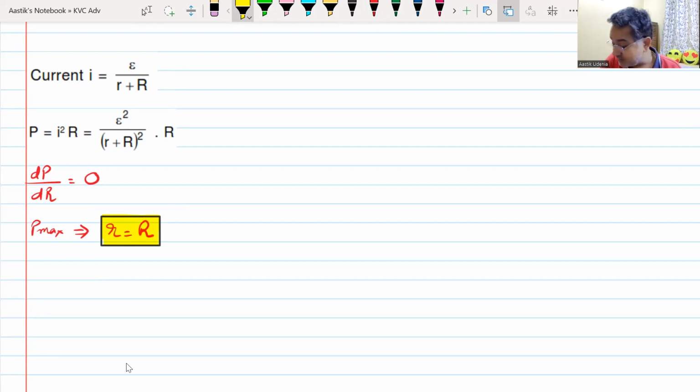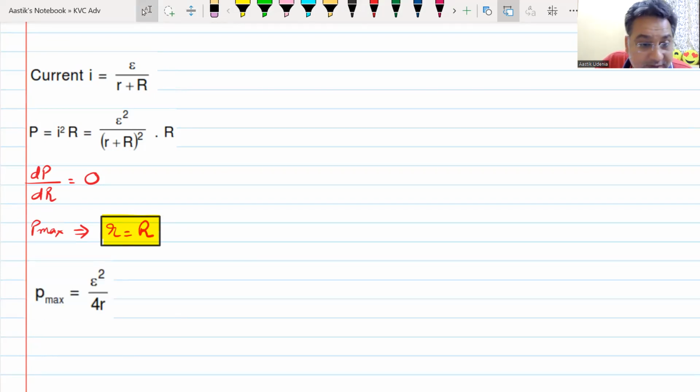Now, once you put the value of small r as capital R or capital R as small r, you will get the maximum power dissipated will be E square by 4R. Power maximum will be E square by 4R. Do we understand this? Yes, sir.